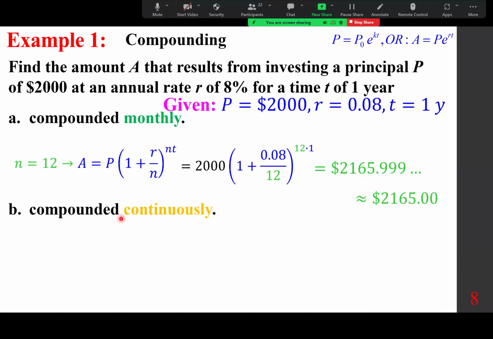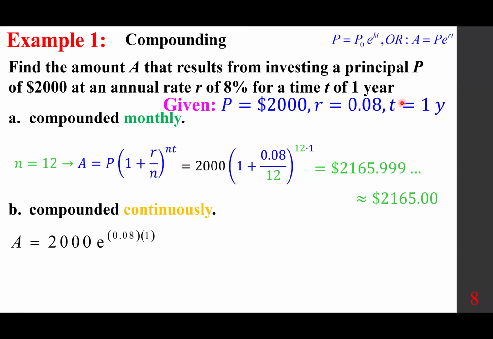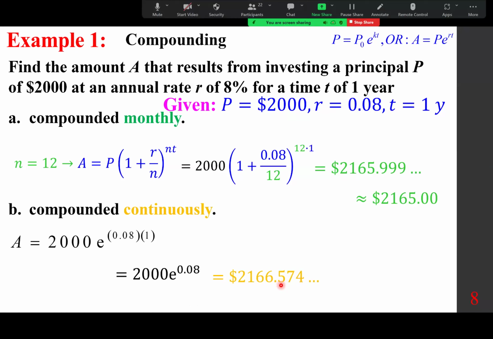Now, compounded continuously uses this formula. So A is equal to the principal 2000, times e to the power of r, which is 0.08, times t, which is 1. That's why when you write the given, it really makes it easy to follow, everybody. You just plug it into a calculator and it gives you this number. Again, we are going to go with 2 decimals.